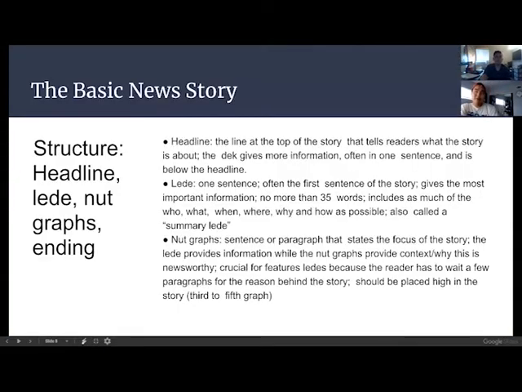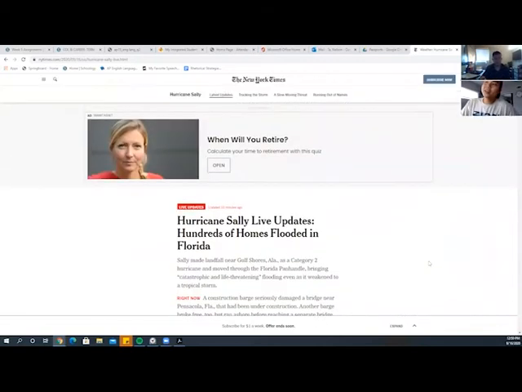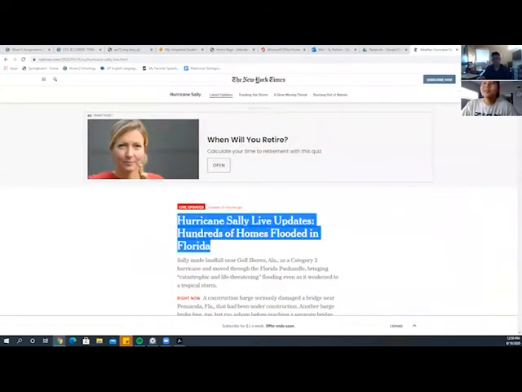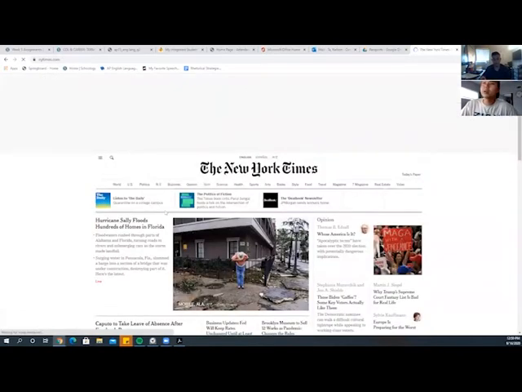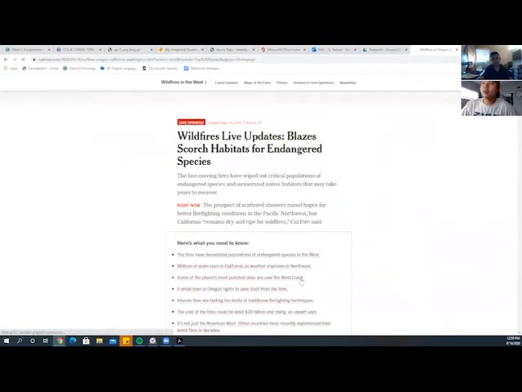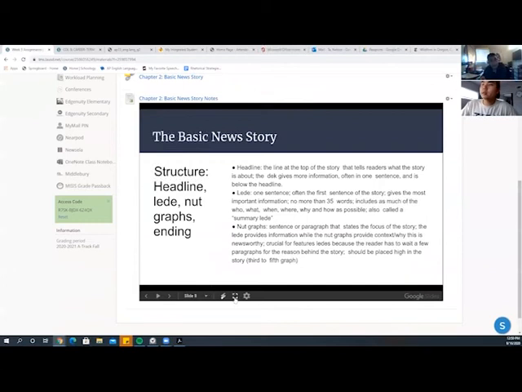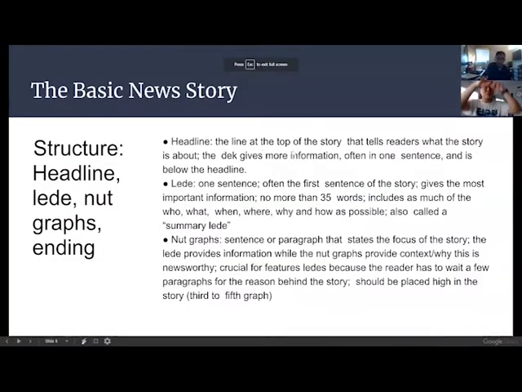All right, so here are some basic things. The structure. If you go to a news story, let's go back to this one. We have the very first thing, the headline. The headline is the first line of a story, or we could call it the title of a story. It's "Hurricane Sally live updates, hundreds of homes flooded in Florida." Or if I go to something else, "Wildlife updates, blazes scorch habitats for endangered species." So the headline is the line at the top of the story. If it is a newspaper, it is what's telling us information.